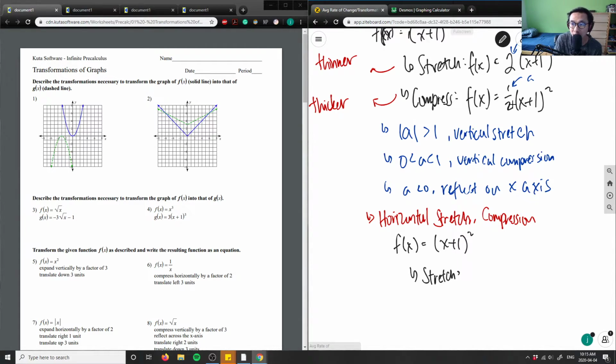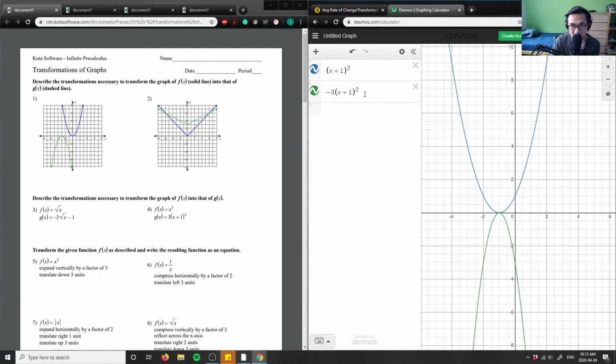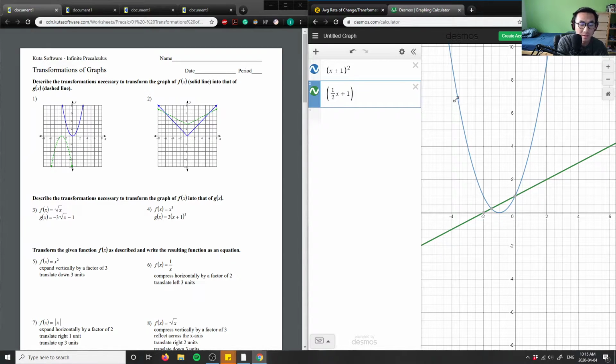This number, instead of being in front of the function, it's going to be in the function. So I'm going to write here a bracket, and then I'm going to put here half x plus 1 squared. And if I plug that into Desmos, I'm going to get half x plus 1 and then squared.